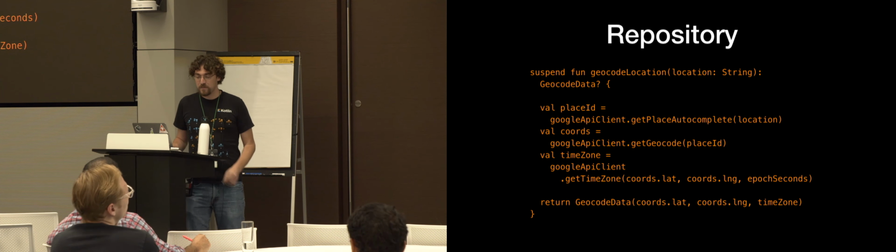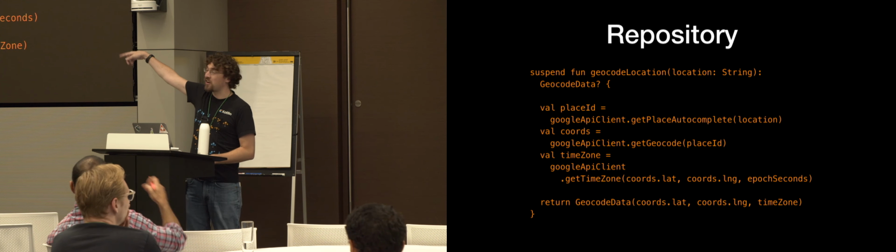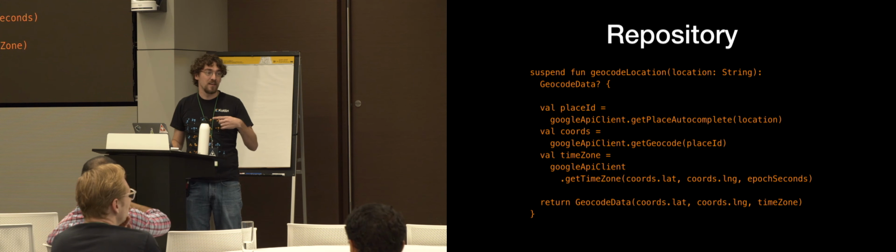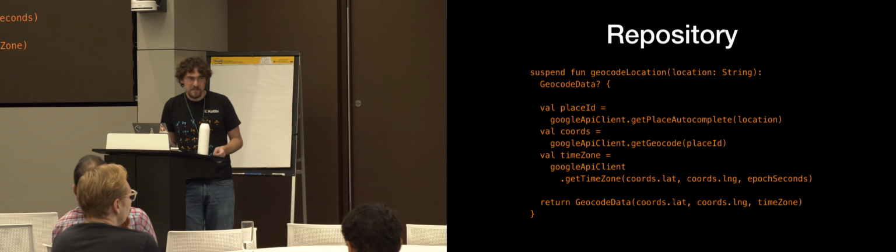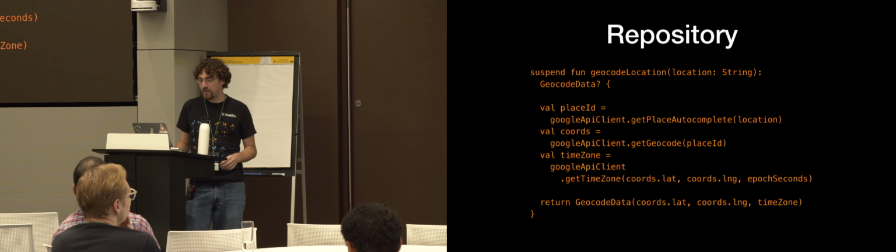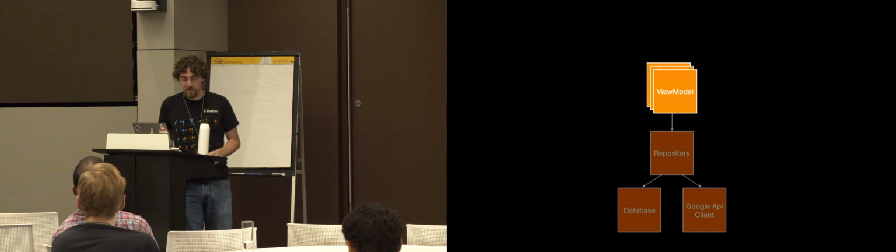And then in addition, we have the API layer where we make a couple different API calls. Each one of these calls is a suspend function to that Ktor client that we talked about earlier. And then in the end, we combine it all together in a net object. On top of the repository, we have a view model layer.